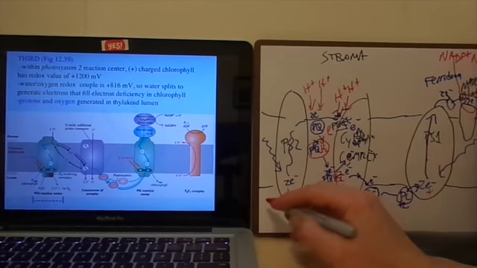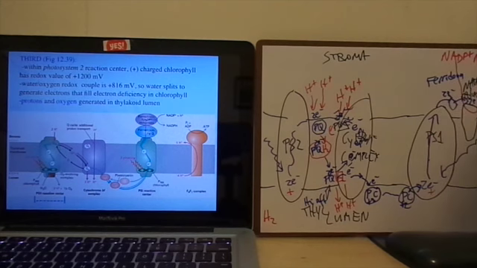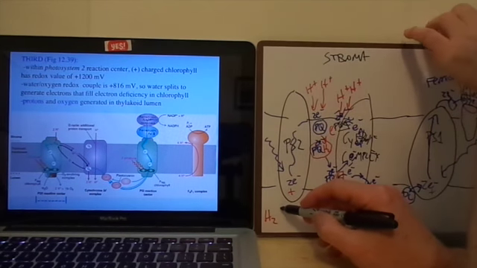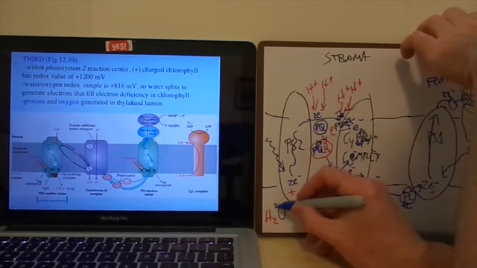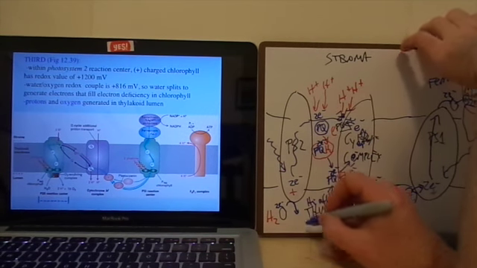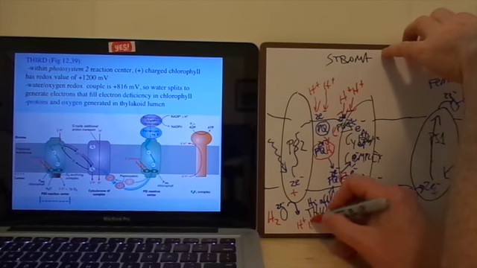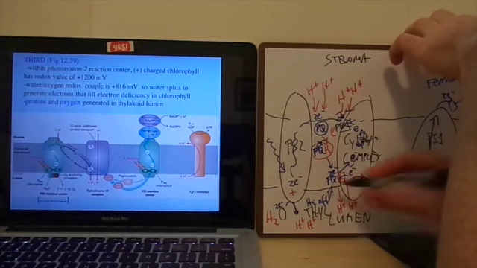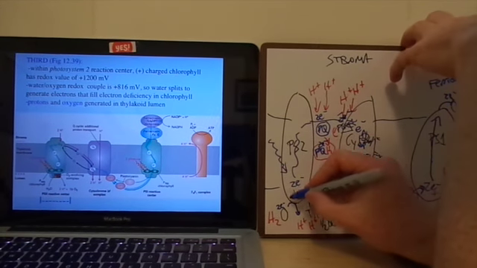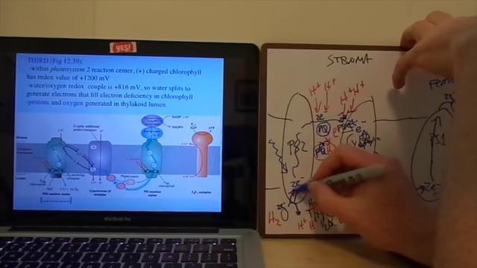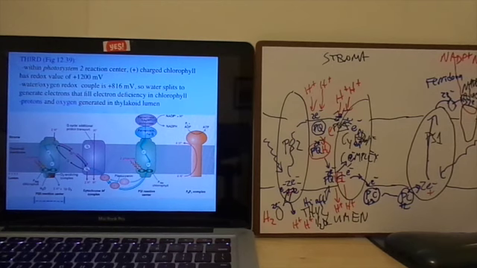So the last thing that's going to go on in here is you've got water, that looks like this. These are the electrons in water, and it gets split. So it gets split to protons and half of an oxygen, if you're keeping track of your stoichiometry. And these electrons are going to go in and replace the electron deficiency in photosystem 2.